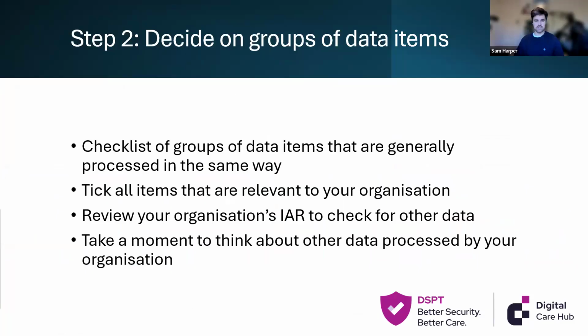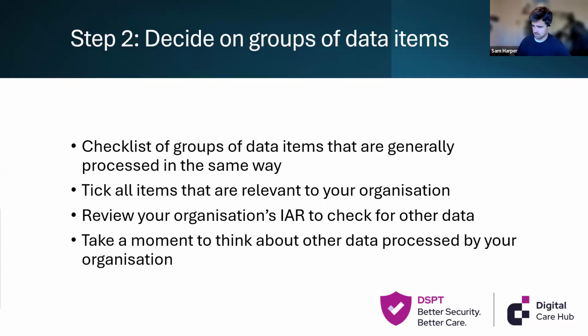So as I said, easy way to do this. You can use this slide deck as a guide to find the information as you complete that template. So as I said, decide on groups of data items. We've given all the examples in that template on that additional sheet. So you could create a checklist of groups of data items, and you can go through and check them off as you identify them in your workplace. Tick all items that are relevant to your organization, and you can review your organization's information asset register as well. A lot of the information on there probably will come across to your record of processing activities.